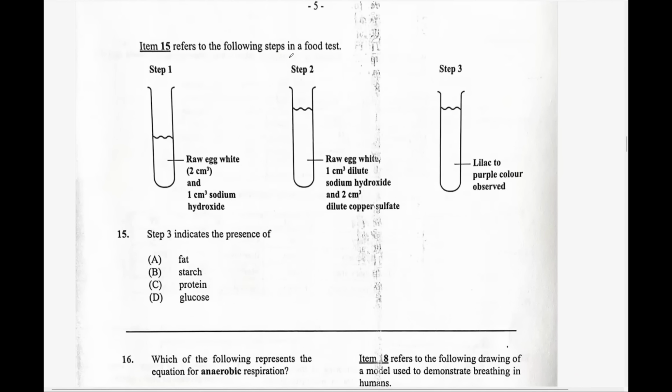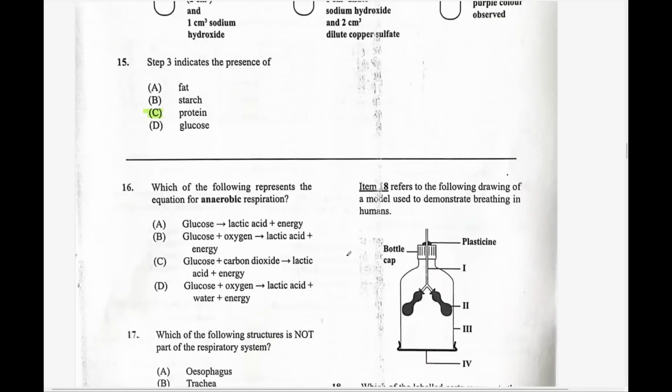Item 15 refers to the following steps in a food test, and we see the end is purple color observed, or lilac. Step 3 indicates the presence of proteins, which is a protein test. Which of the following represents the equation for anaerobic respiration? It means we are looking for no oxygen and we are looking for lactic acid produced with energy. So the answer for 16 is A.